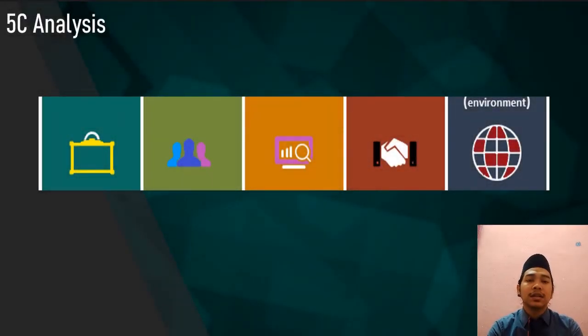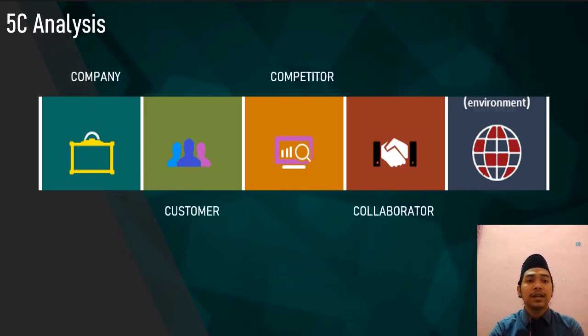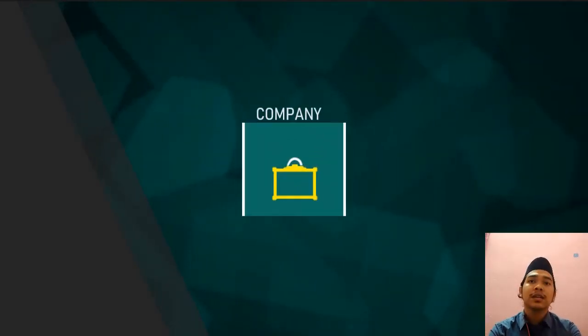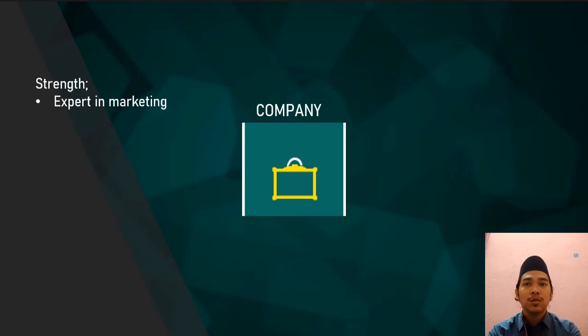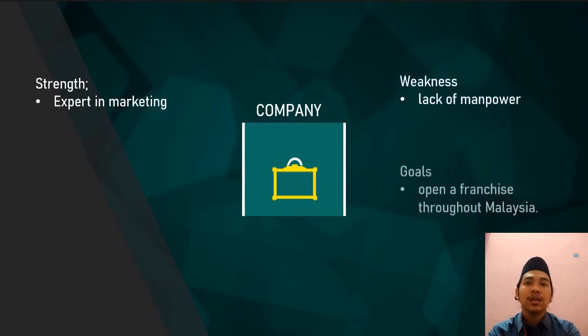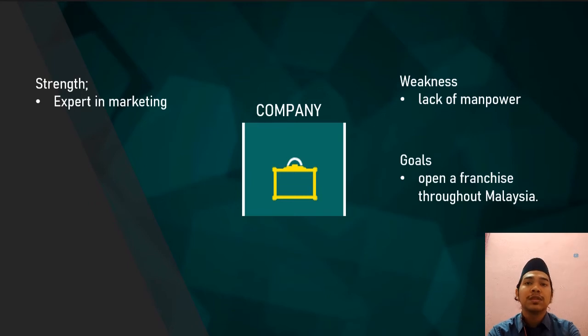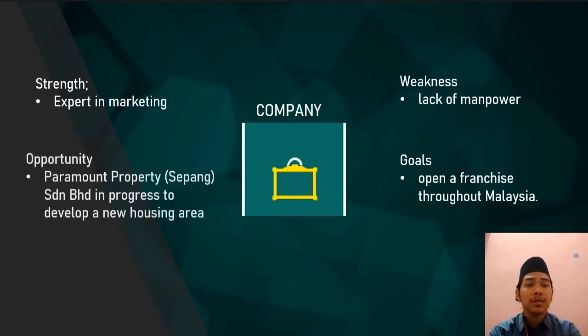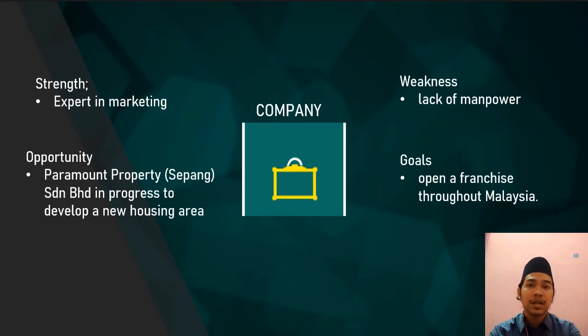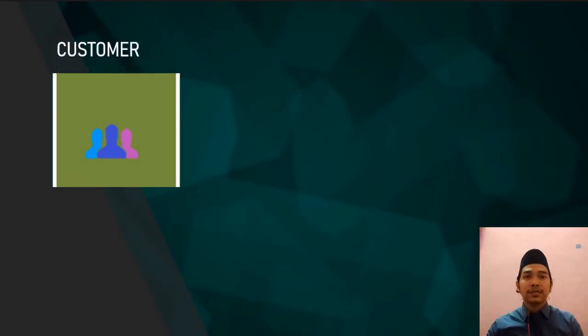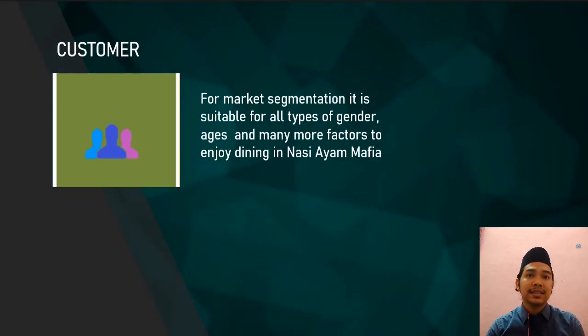5C analysis. 5C stands for company, customer, competitor, collaborator and climate. For the company, the strength is expertise in marketing, weakness is lack of manpower, goal is to open franchises throughout Malaysia. And last, opportunity: Paramount Property Sepang Sendirian Berhad in progress to develop a new warehousing area. For the customer, for market segmentation, it is suitable for all types of generation and age to enjoy dining in Nasi Ayam Mafia.